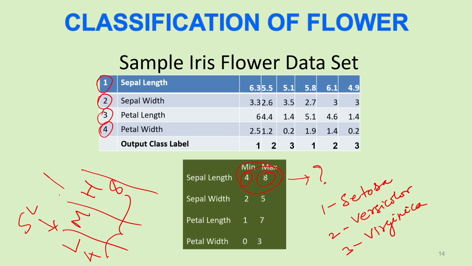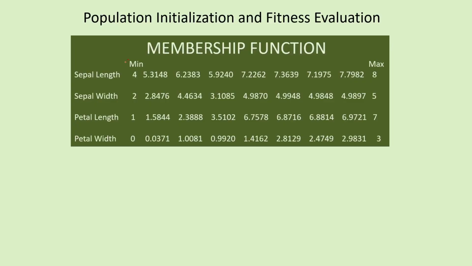If you do this task, this is called fuzzification. We need to understand that. So the population initialization is the minimum value and the maximum value. For sepal length, 4 is the minimum value and 8 is the maximum value, and all the other values are initialized based on the value that you have got while representing the membership function.